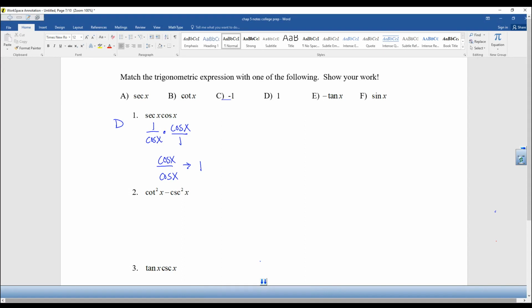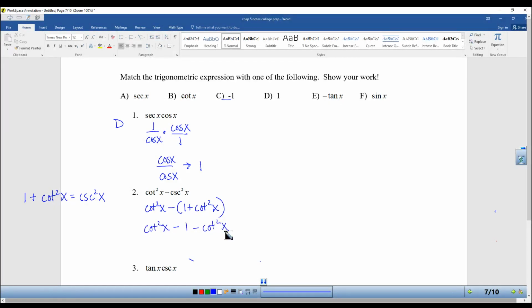Number 2. Oh, so I see the squares, I see the cosecant. So I usually, for myself, would write down the rule, or for you, probably just looking at your appendix, and then make a replacement. So I can replace that cosecant with 1 plus cotangent squared x. And then that gives me cotangent squared x minus 1 minus cotangent squared x. These cancel and I just have negative 1.